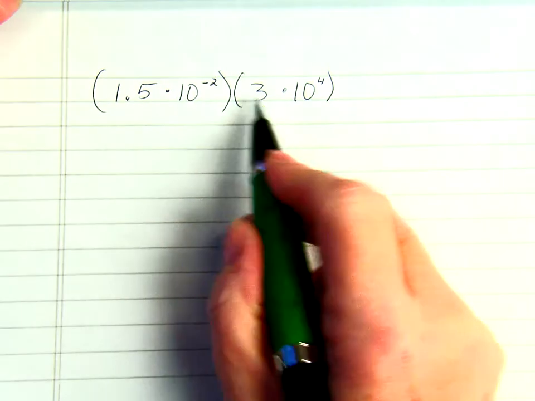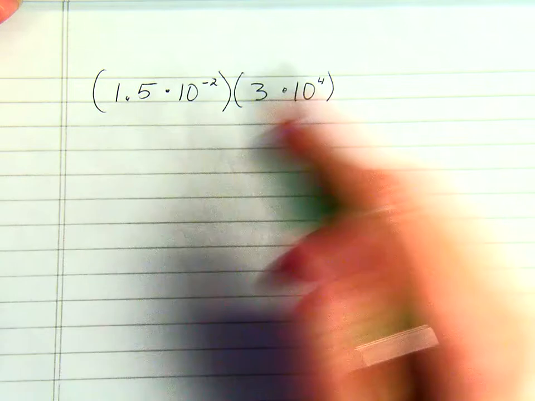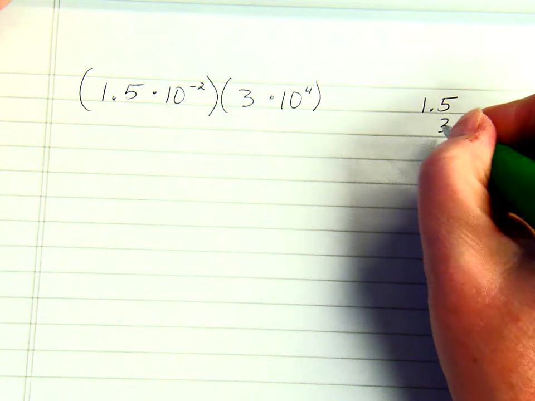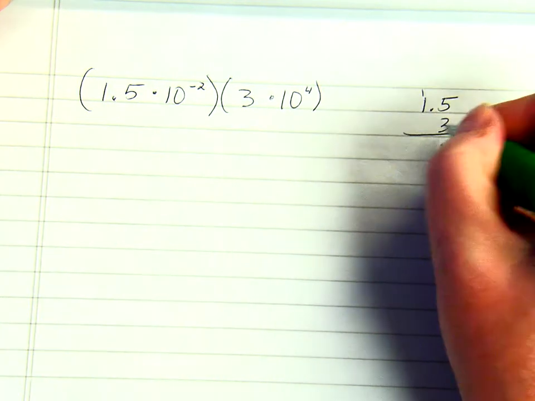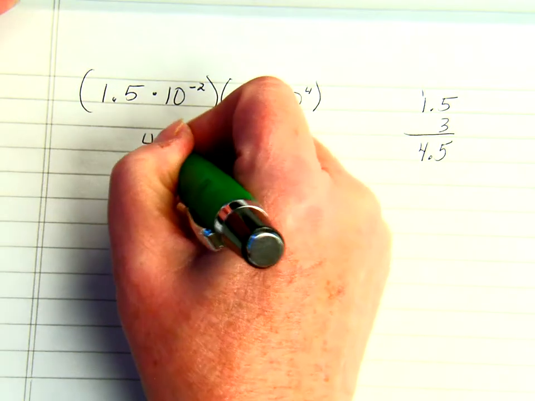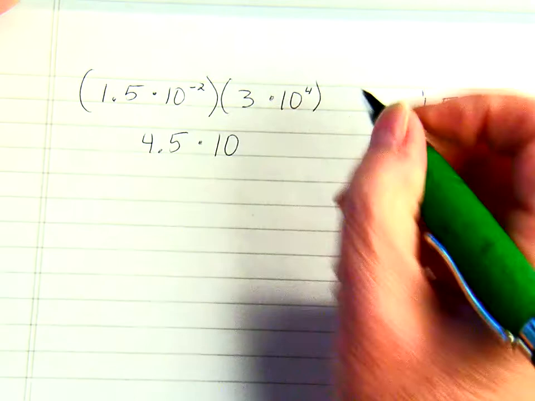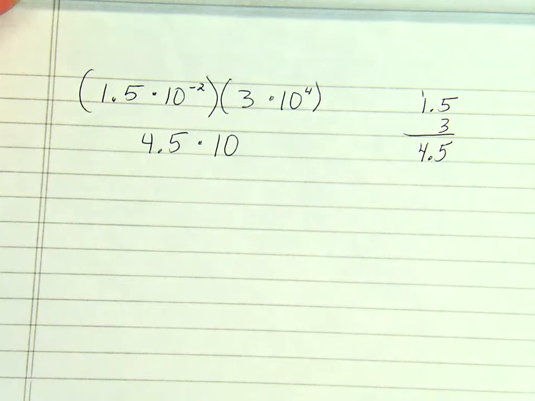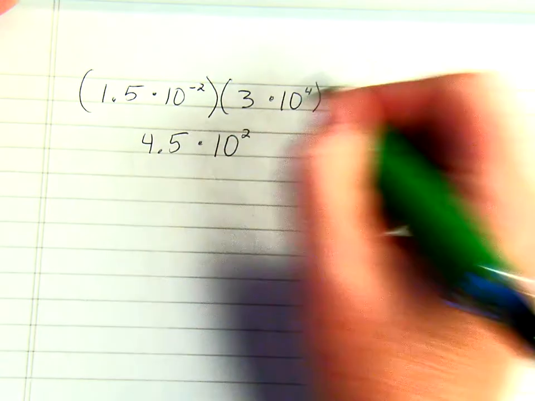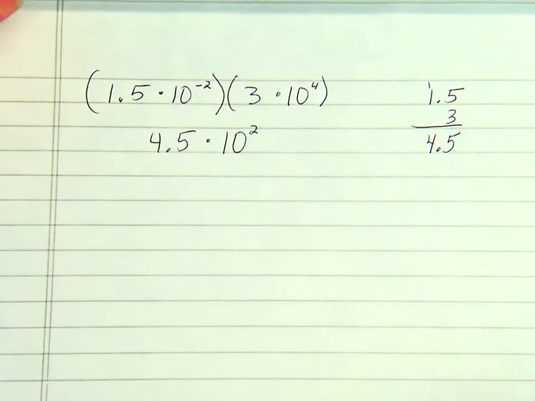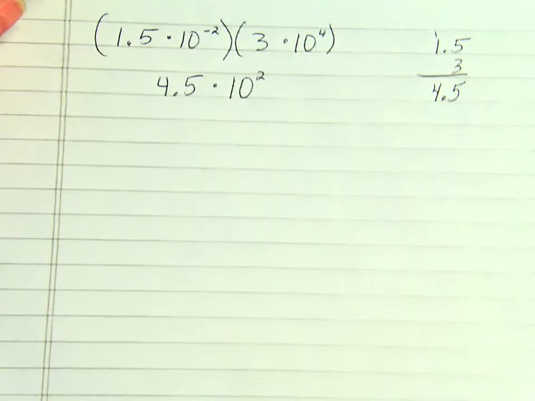Okay, so 3 times 1.5, well, I'll go ahead and do it once again to make sure that I'm not making any errors. 1 decimal point. So this gives me 4.5 times 10. Okay, so now I've got 10 to the negative 2 plus 4, which is going to give me 10 squared. And I check, and yes, my number is already in scientific notation, so that problem is done.